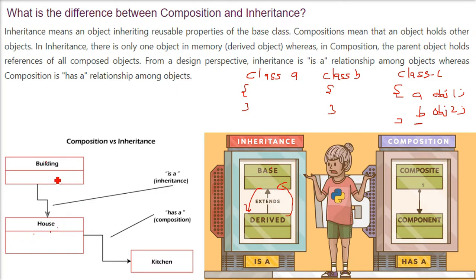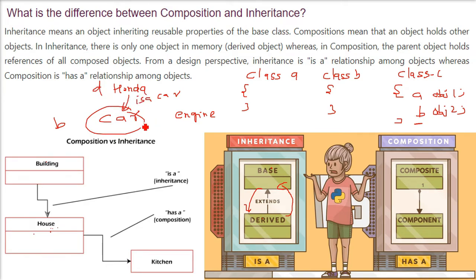So inheritance is an is-a relationship, composition is a has-a relationship. Composition means that an object holds other objects. In inheritance, there is only one object in memory, that is the derived object, whereas in composition, the parent object holds references to all composed objects. For example, take car and an engine and Honda. Now, Honda is a car. So Honda is the derived class, car is the base class.